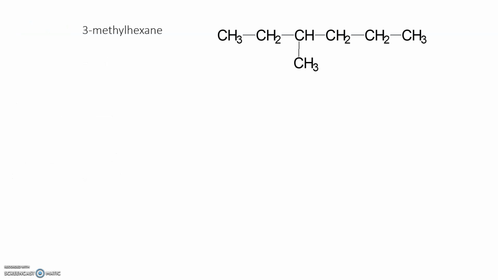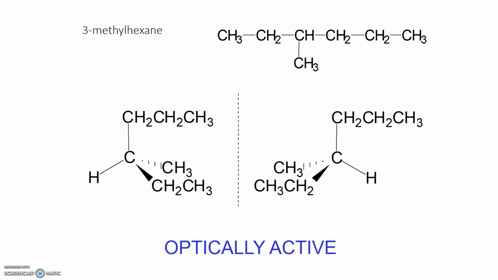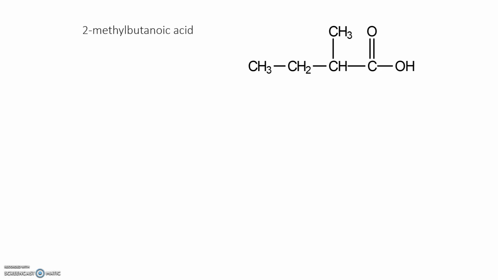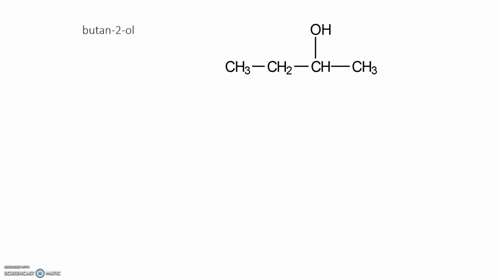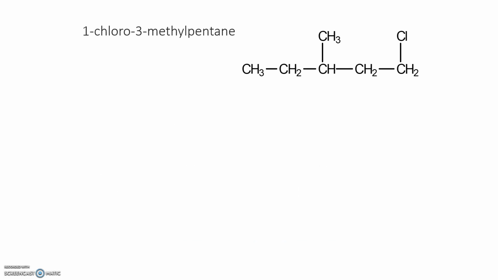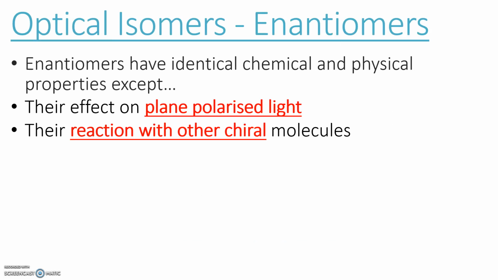3-methylhexane is optically active. Butanone is not optically active. 2-methylbutanoic acid is optically active. Butanol is also optically active. 1-chloro-3-methylpentane is optically active.